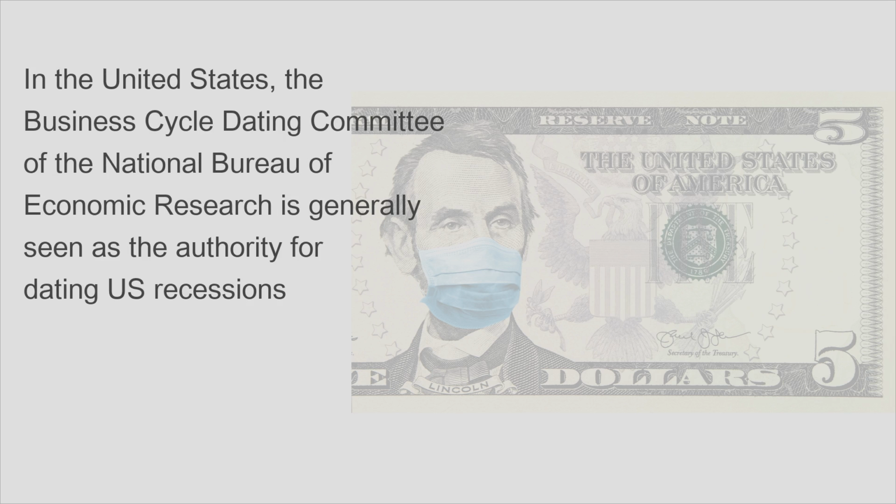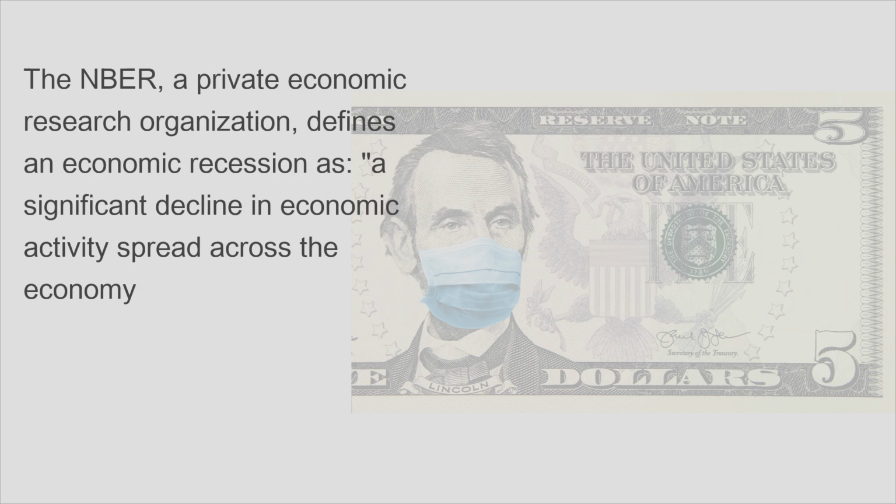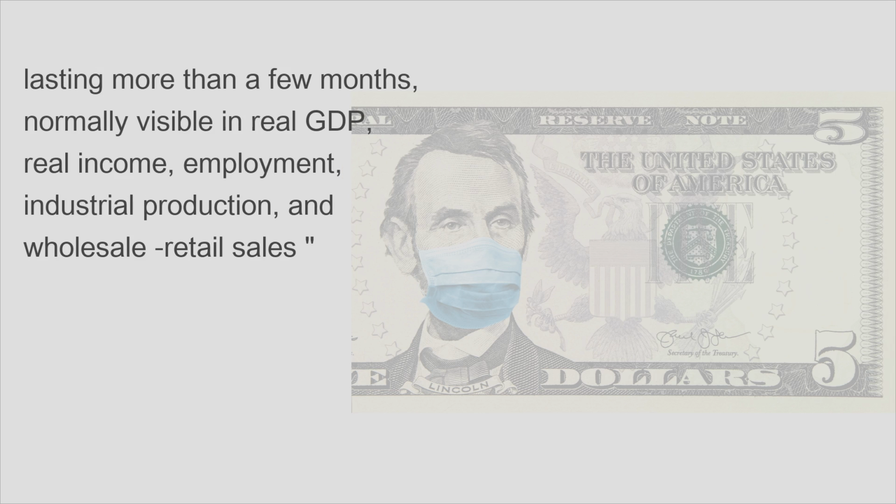In the United States, the Business Cycle Dating Committee of the National Bureau of Economic Research is generally seen as the authority for dating U.S. recessions. The NBER, a private economic research organization, defines an economic recession as a significant decline in economic activity spread across the economy, lasting more than a few months, normally visible in real GDP, real income, employment, industrial production, and wholesale retail sales.